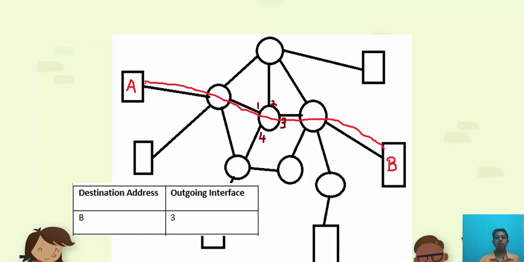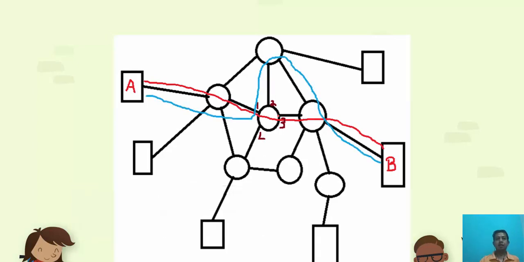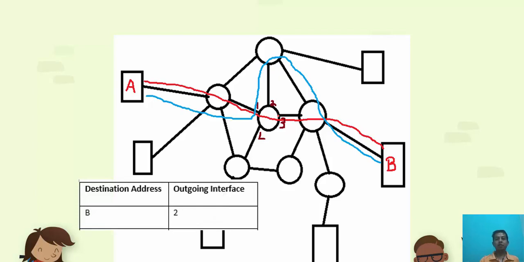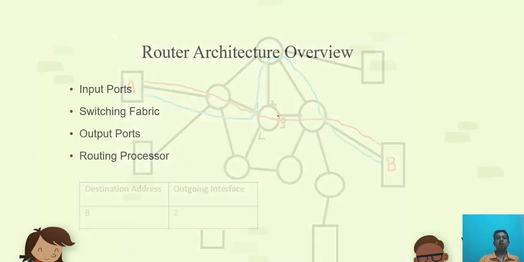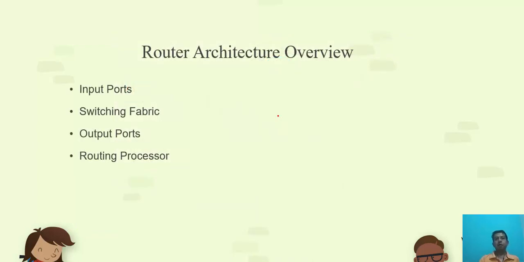This will be clear. So if I have decided on this path and a packet arrives at interface 1, the packet has to be transferred internally by this router to the interface number 3. Clear? Now, if the routing algorithm instead decides that this blue colored path is a more suitable path, then the outgoing interface will be interface 2 instead of interface 3. This should be clear.